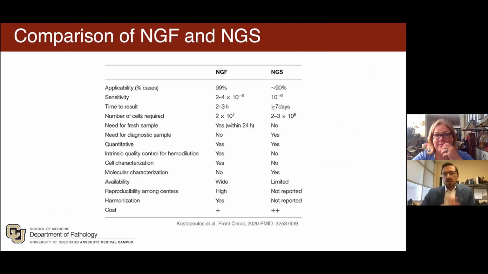And so this is a slightly further comparison between these two methods. What I want to do here is outline some of the major differences and where we still need to make advances. Fortunately, these are applicable in the vast majority of diseases, and they have very similar sensitivity. Next generation flow, as we said, has to be done quickly, right? But you're also going to get results more quickly, whereas with next generation sequencing, you have to wait.